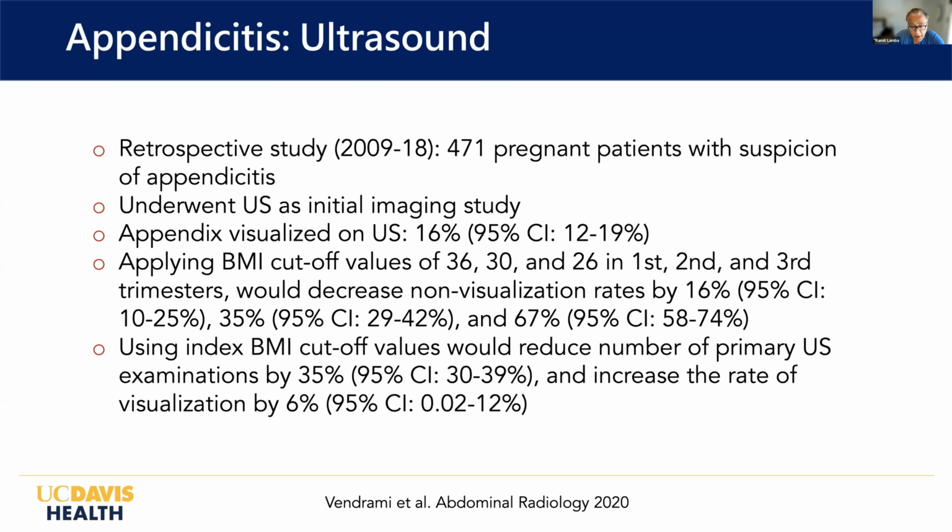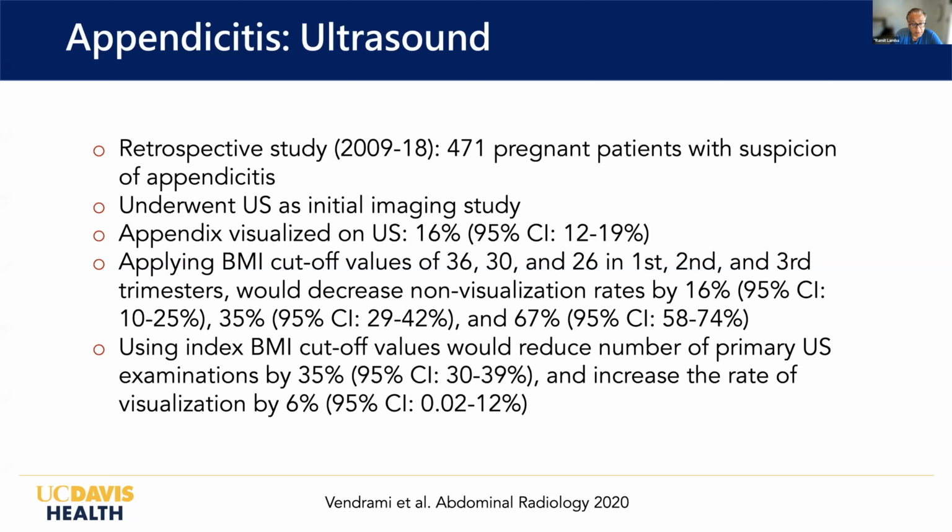Another study done by Frank Miller's group out of Northwestern was a retrospective study. Over 10 years, they looked at 471 pregnant patients with suspicion of appendicitis. These patients underwent ultrasound as their initial imaging study. The appendix was visualized on ultrasound in only 16%. They went back and applied BMI cutoff values, and using BMI cutoff values of 36, 30, and 26 for the first, second, and third trimesters would decrease the non-visualization rate by 16%, 35%, and 67%.